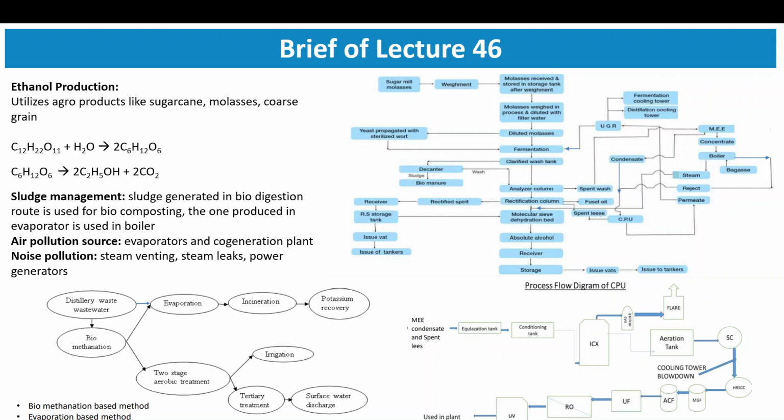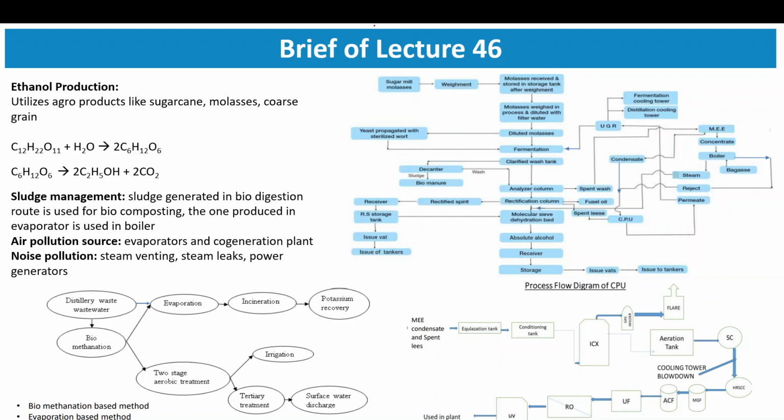So it is a big industry where the agro products, which include sugarcane, molasses, and coarse grain, are used as raw materials, because the main component of these agro products is nothing but sucrose. So here we will be utilizing these raw materials and converting the sucrose present in them to form ethanol as the product.